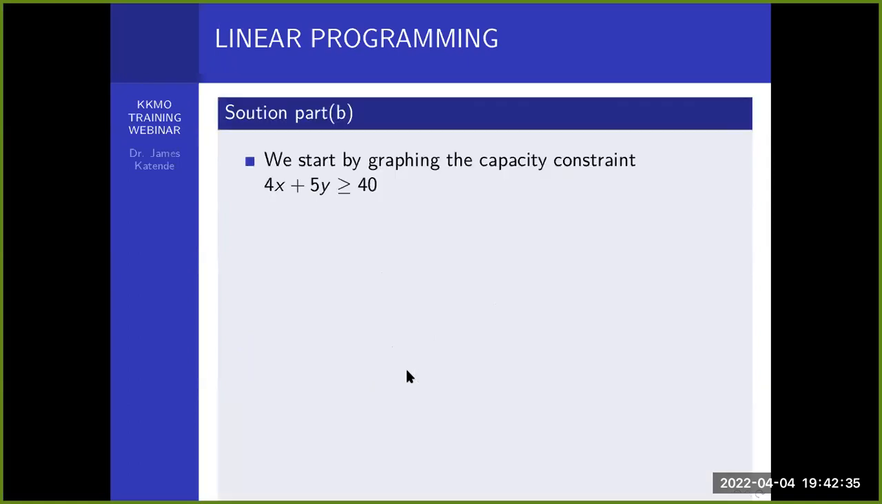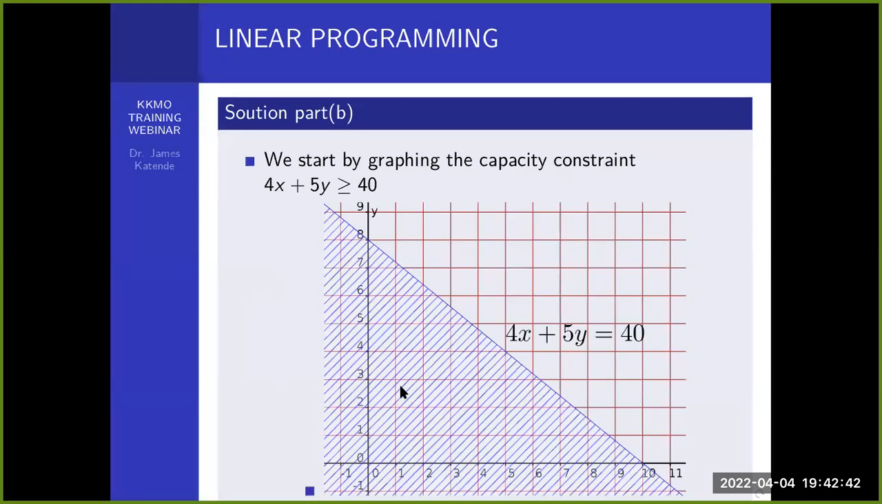So we graph again the same way. We start with the initial one, 4x plus y is equal to 50. Determine which side it becomes our borderline. Then we determine which is the unwanted side. Turns out that this shaded side is the unwanted side.